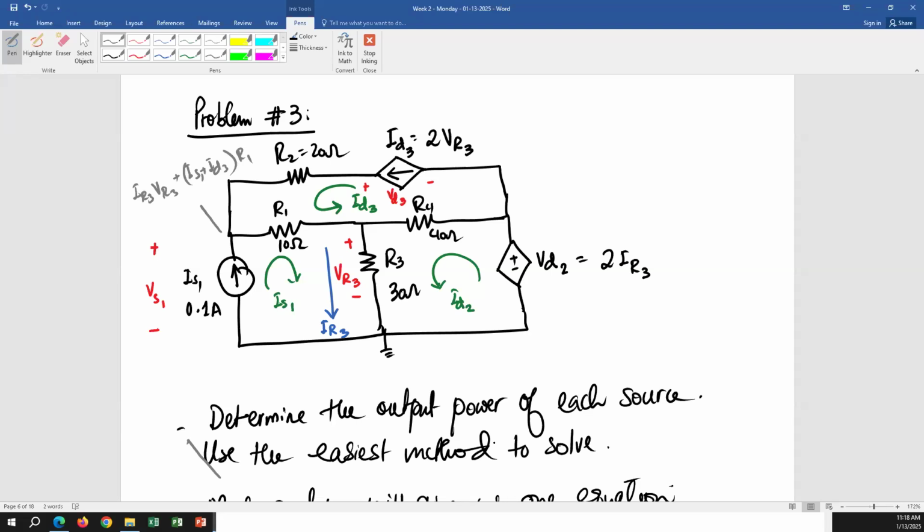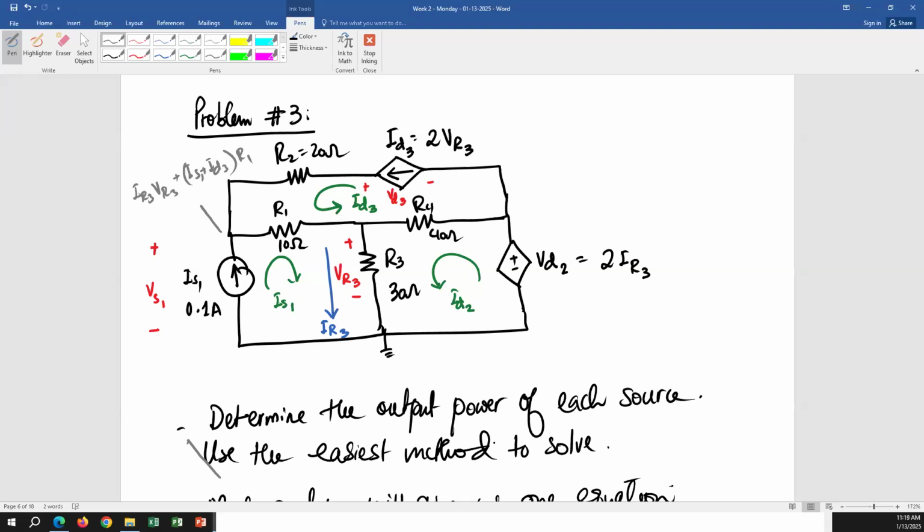The power supplied is ID2 times VD2. Both ID2 and VD2 are negative. That will make the power positive, which means actually the source is supplying power. It's not absorbing power because ID2 is coming out of the positive side of VD2. So both ID2 and VD2 are negative, remember. That will make the power positive, which means that the direction of ID2 is opposite and the direction of VD2 is also opposite. And ID2 is coming out of the positive side of VD2 when you make the dependent source direction inverted.